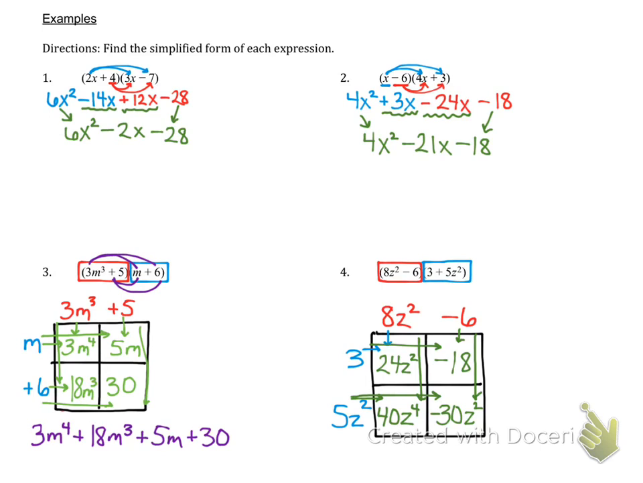Now I'm going to write this in standard form. So I'm going to start with the biggest degree monomial, which is 40z to the 4th. And this time I have some stuff to combine. I have negative 30z squared, and I have a positive 24z squared. So that becomes a negative 6z squared. And then our last term is a negative 18, so I'm going to write minus 18. So again, it's up to you whether you choose to use the box method or you just distribute using the little arrows.